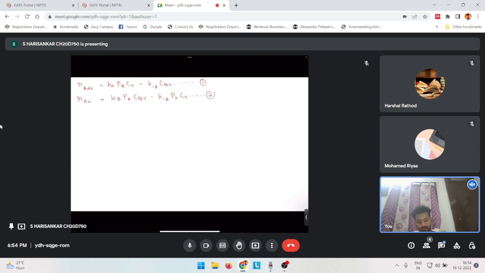Now, one more equation we can write is the total site balance. This will be CT equal to CV, the vacant site concentration, plus CQV, which is the concentration of the adsorbed reactant Q, or the concentration of the occupied active sites. Let's take it as equation 3. Now, here it is mentioned that the reaction is rate determining.